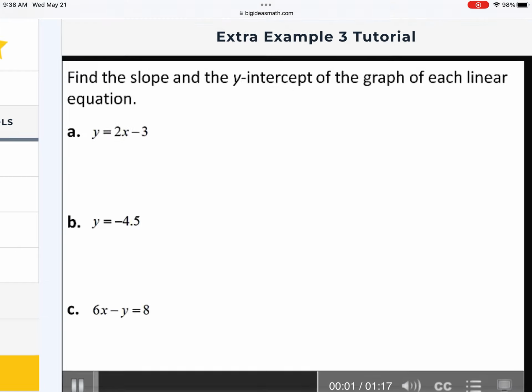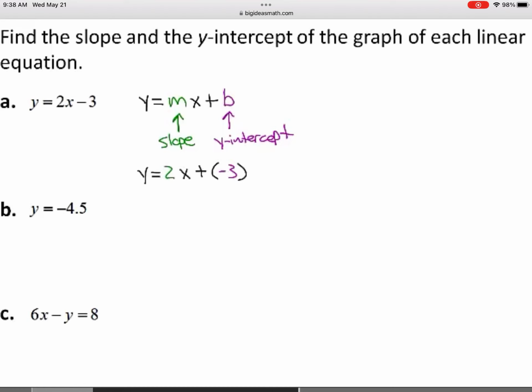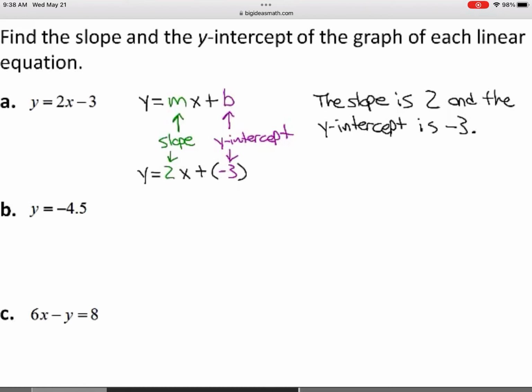Find the slope and the y-intercept of the graph of each linear equation. Part A. y equals 2x minus 3. Rewrite the equation in the form y equals mx plus b, where m is the slope and b is the y-intercept. The equation can be written as y equals 2x plus negative 3. So the slope is 2 and the y-intercept is negative 3.